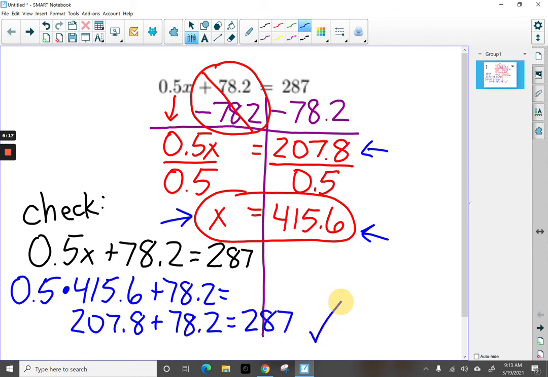Therefore, it checks out. This is the answer to my problem. This answer right here is the value of x that makes the left side of my equation equal to the right side of my equation.